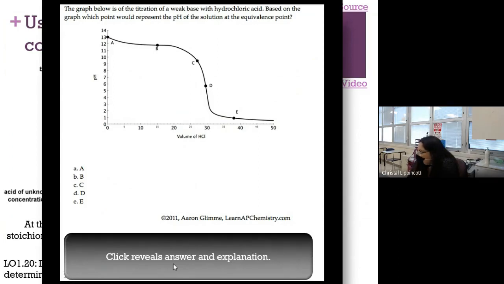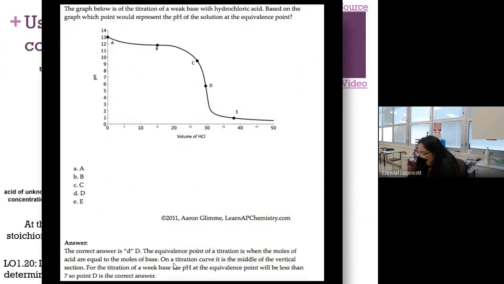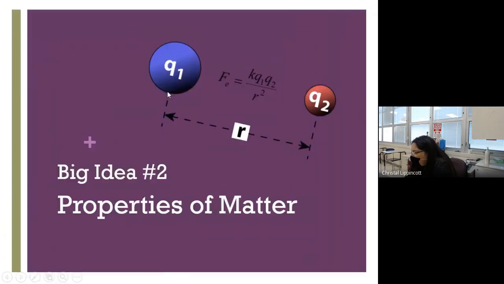Good, Austin. Good, excellent. So D is the correct answer. Now, if we needed to figure out the pKa of this, remember that the pH at the half equivalence point is going to give you the pKa of that weak base. So that's another good point on the graph to be very familiar with.